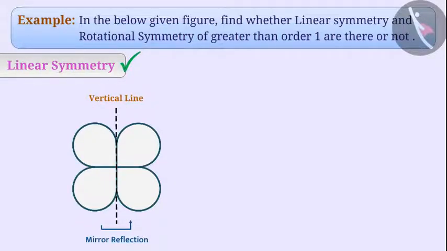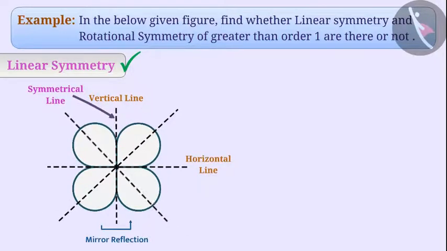The line along which we see linear symmetry when we fold it is called a symmetric line. In this figure, the vertical line, horizontal line, and slant lines are also symmetric lines.